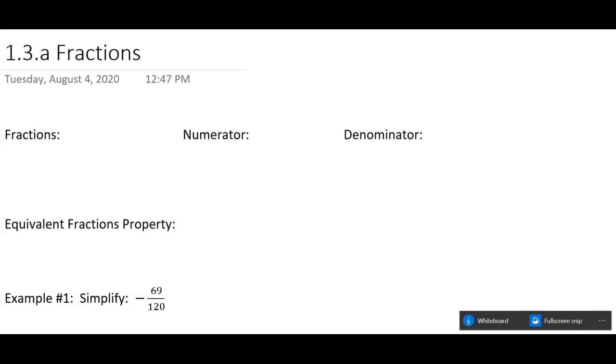We're to the section on fractions. So remember, fractions are our friends. Anyway, a fraction, what do we have?